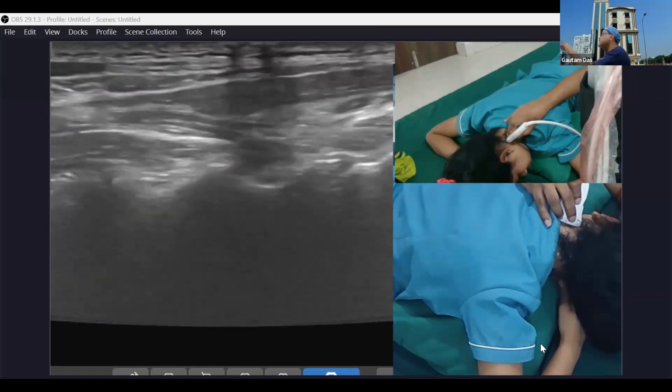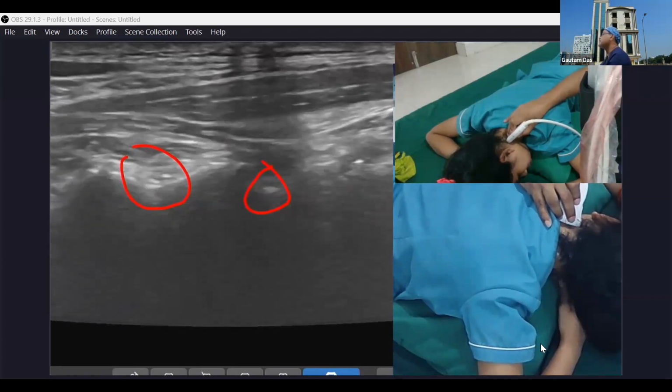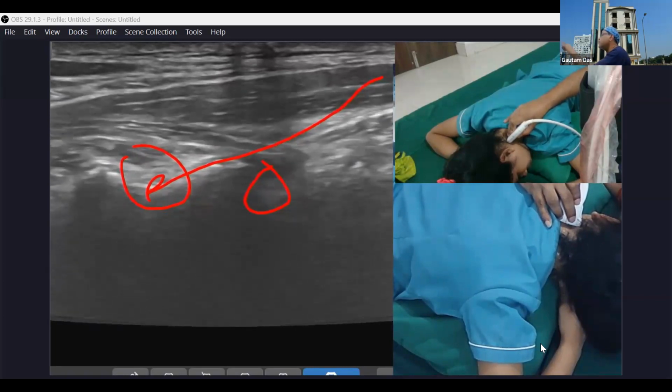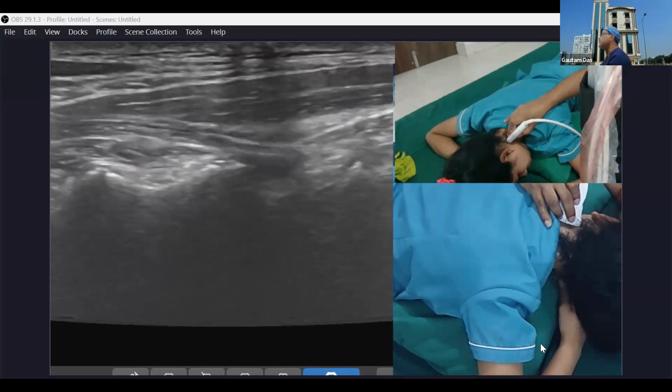And you can appreciate the nerve here, and you can see the pulsating blood vessels also here. In the valley, the nerve accompanies the blood vessel. So to do the injection, you can come like this in plane, or you can come out of plane here. But out of plane is always dangerous, particularly in the cervical area. We will not recommend the out of plane injection.